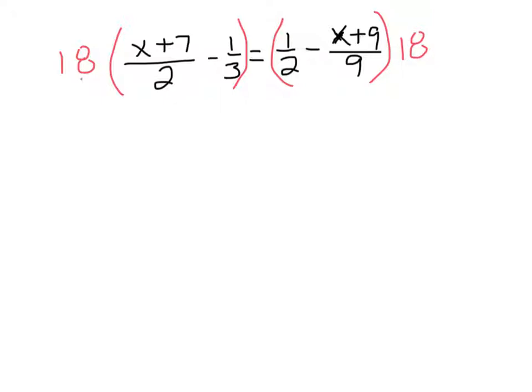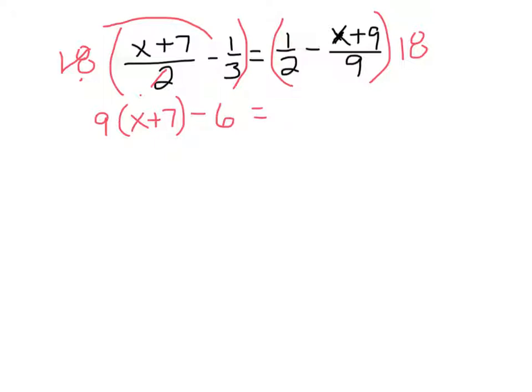First of all, I'm going to multiply the 18 times this very first term, (x + 7)/2, and the 18 and the 2 cancel each other out, leaving me with 9. So I have 9 times, then in parentheses, (x + 7), subtract. Now I need to multiply the 18 times the 1/3, and 18 divided by 3 gives me 6. So on the left-hand side I have 9, and then in parentheses, (x + 7), minus 6.